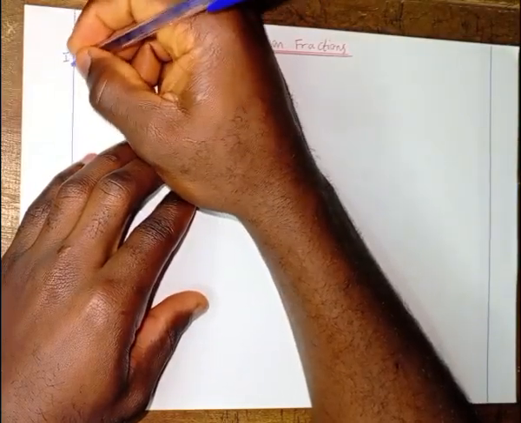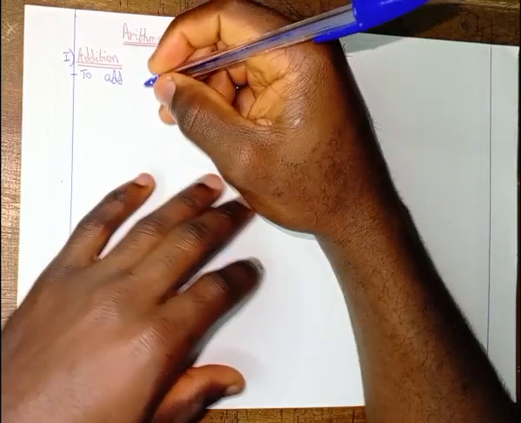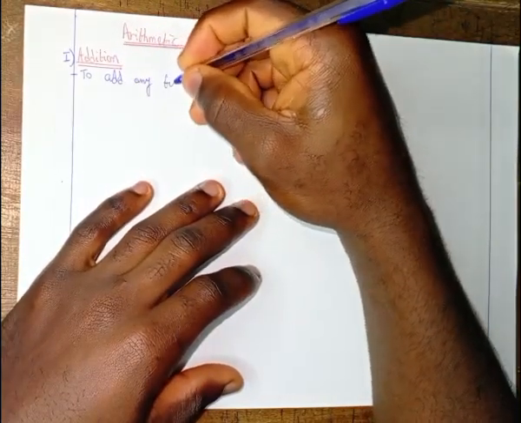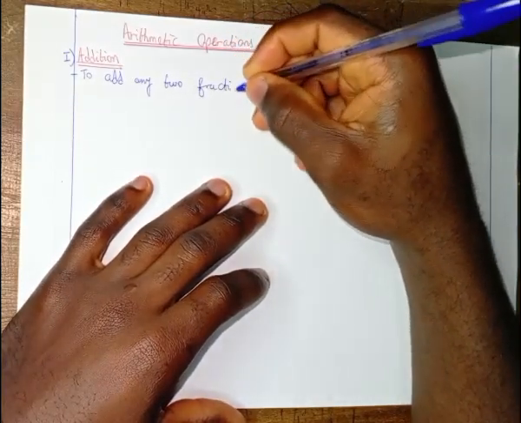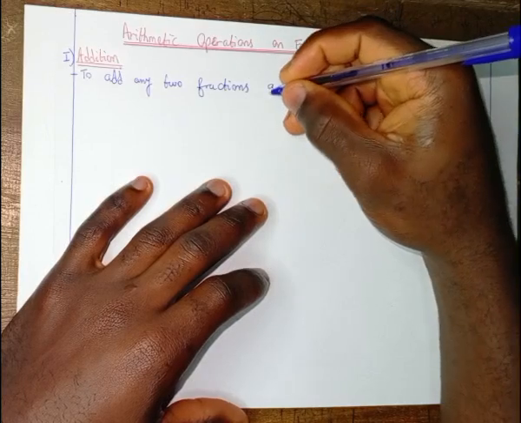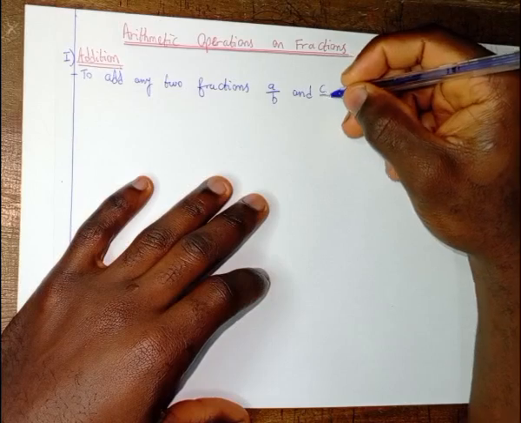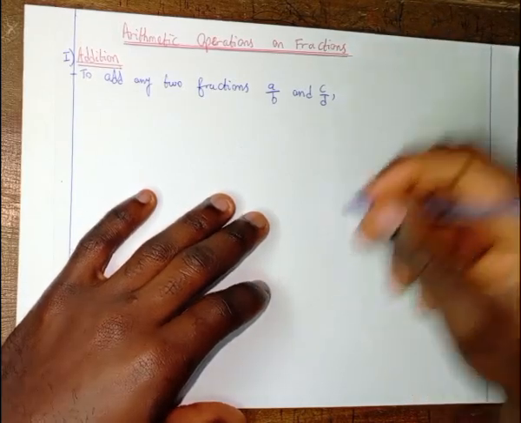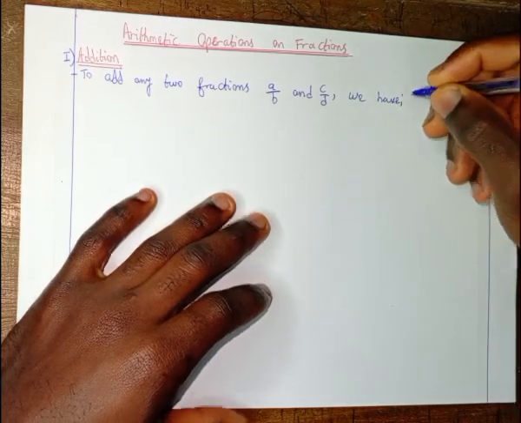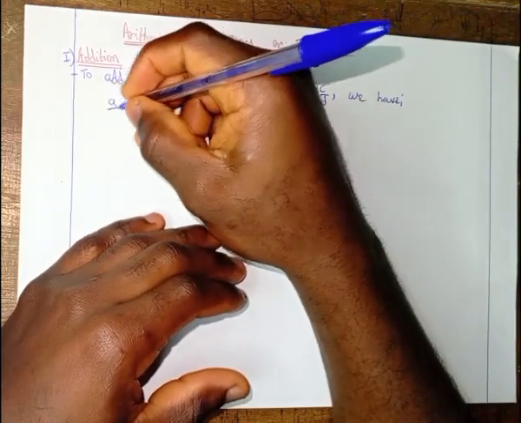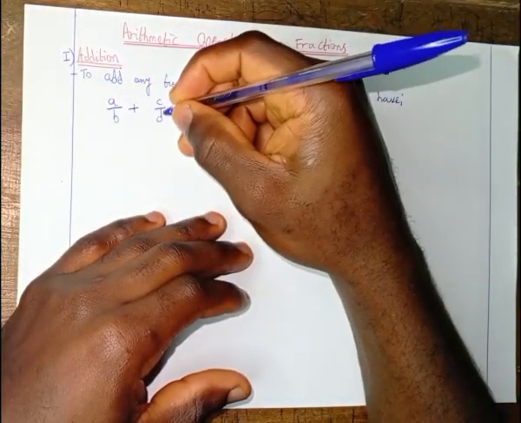I. Take the first hyphen by the margin: to add any two fractions, a over b and c over d. We have these two fractions, they are vulgar fractions. We have a over b plus c over d.